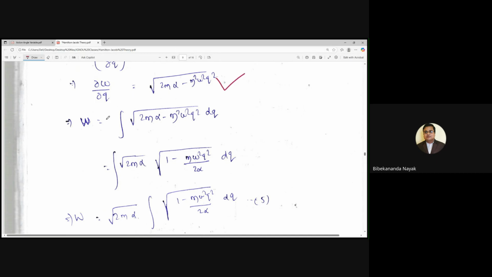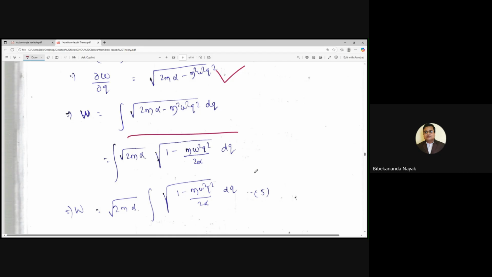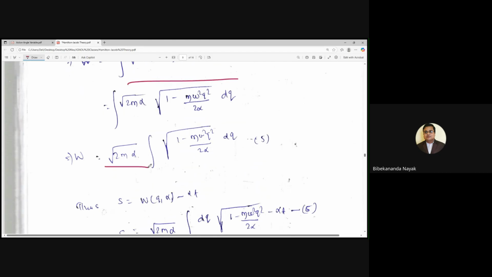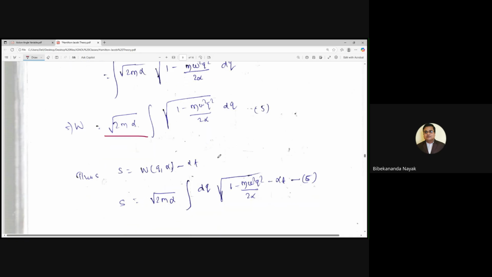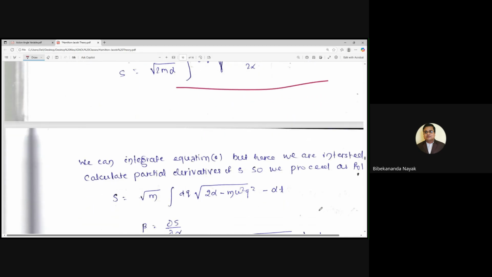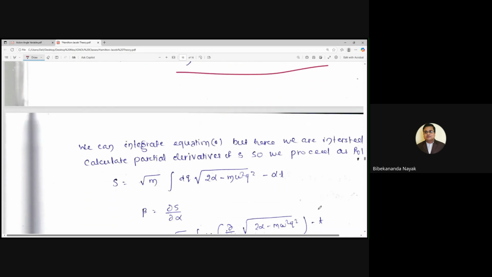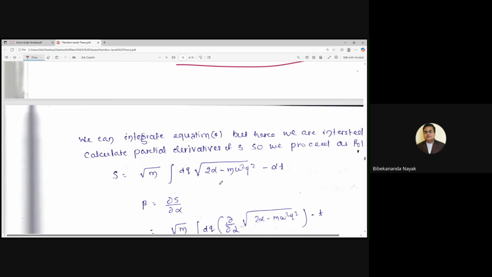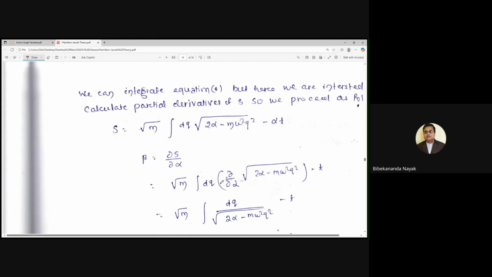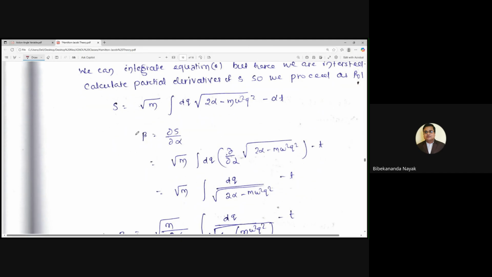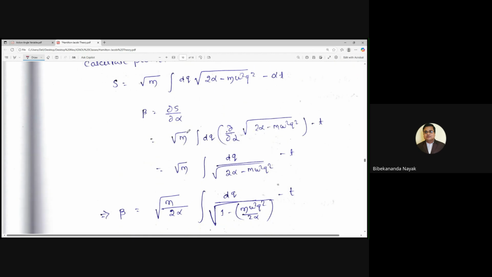Integrating this, we can say W is equal to the integral of dQ times the square root of 2mα times (1 minus ω²Q² by 2α). So by definition S, which is W minus alpha T, becomes this. We can integrate this equation for S, but we have a relation in terms of alpha and beta: beta is equal to ∂S/∂alpha. So you can find beta from this equation.